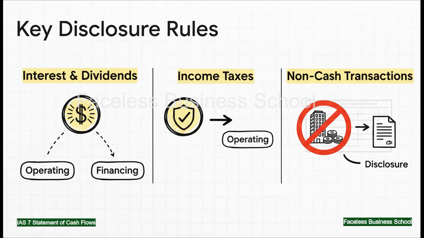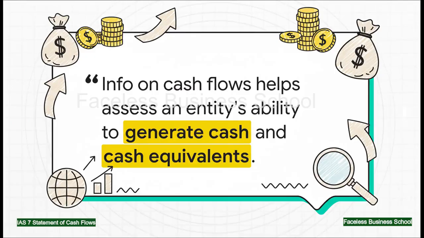And here's a crucial one. Big, significant transactions that didn't involve any cash at all, like, say, buying a building by giving the seller shares in your company, they are completely excluded from the statement itself, but you still have to disclose them somewhere else in the financial reports.